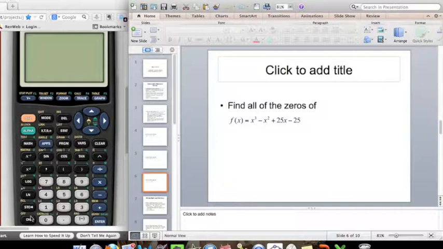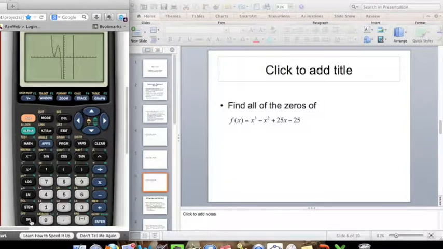All right, so for our last example, we start on the calculator. How many answers should we expect for this equation? 3, because it's x to the third. So we type in our equation as it is.